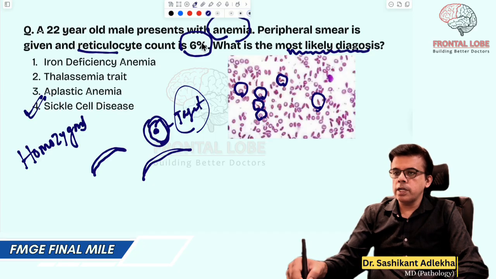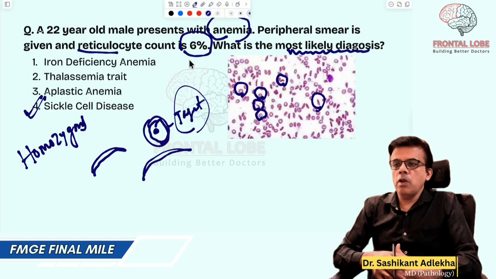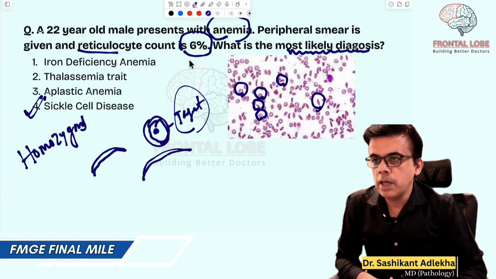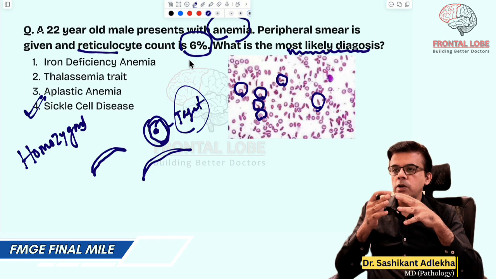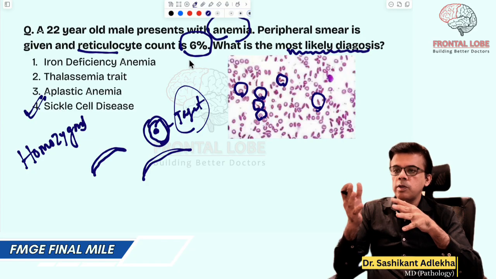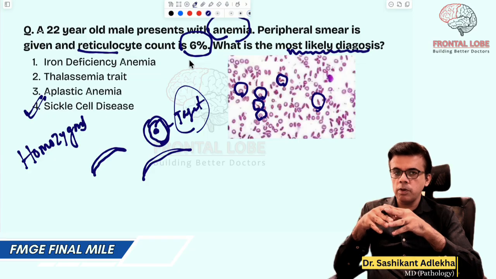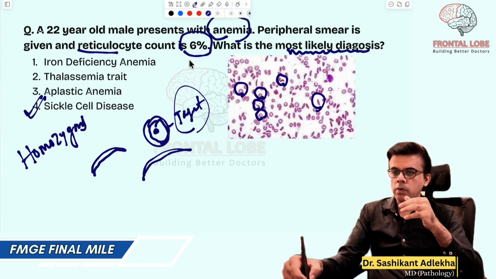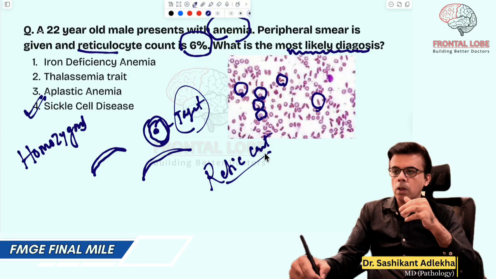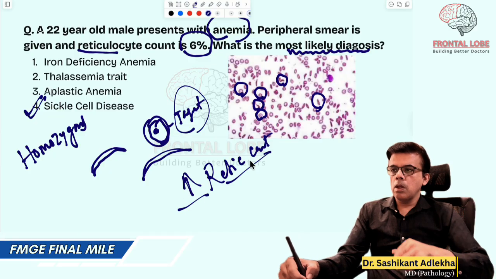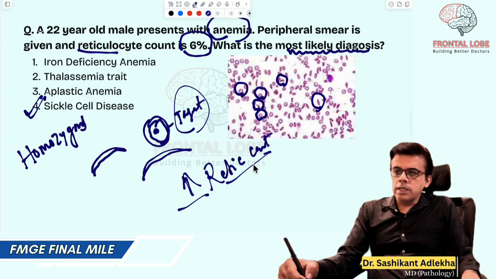So here the reticulocyte count is 6%. What does it imply? In all hemolytic anemias, the reticulocyte count is high, because the reticulocyte count denotes the proliferative ability of the bone marrow. With hemolysis, there will be more reticulocytes because the bone marrow will try to compensate by producing more reticulocytes. So the retic count goes high. That is the classical case of all the hemolytic anemias.